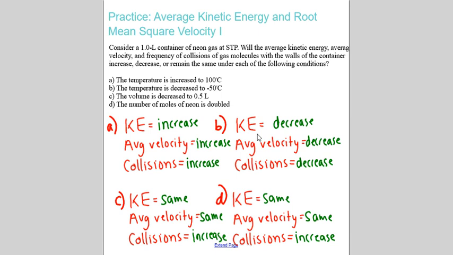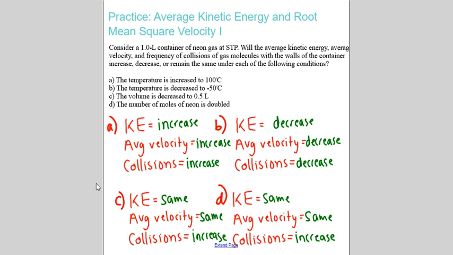For B, the kinetic energy will decrease because lower temperature means lower kinetic energy, which means a smaller velocity, which means less collisions. Done. For C, the volume is decreased to 0.5.